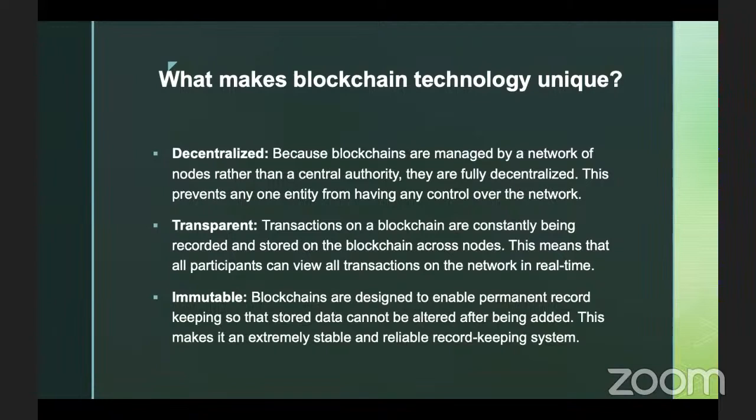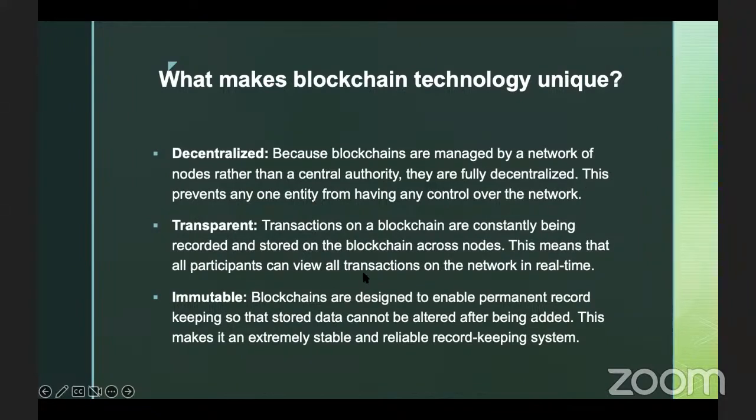What makes blockchain technology unique? These qualities make blockchain technology unique. Decentralized: what do we mean by decentralized? Blockchains are managed by a network of nodes rather than a central authority. If you have a central authority and someone hacks that machine, all the information will be lost, and that makes the system less secure. There is nothing like that in blockchain. Everybody will have every piece of information, so it is fully decentralized. This prevents any one entity from having control over the network.